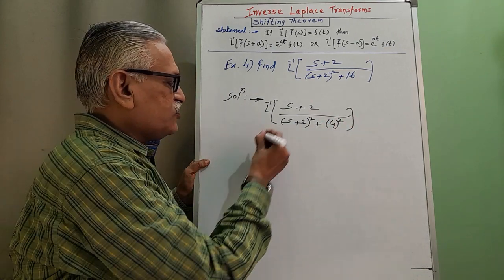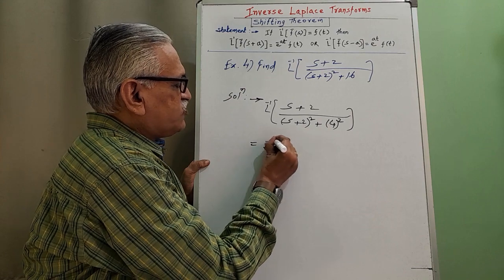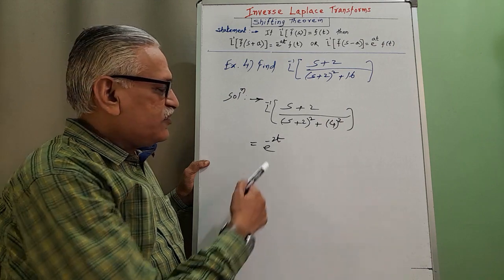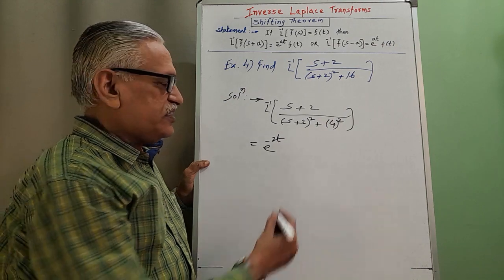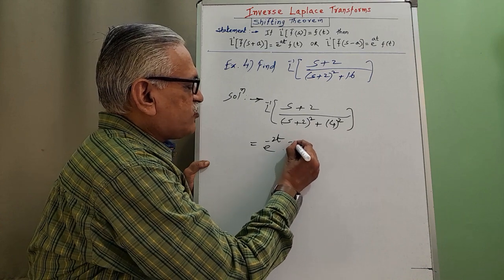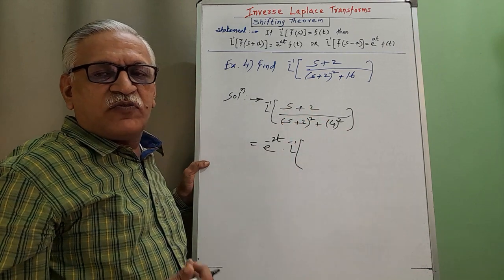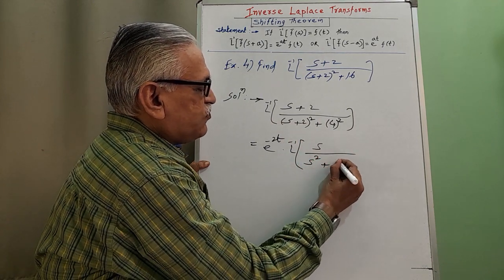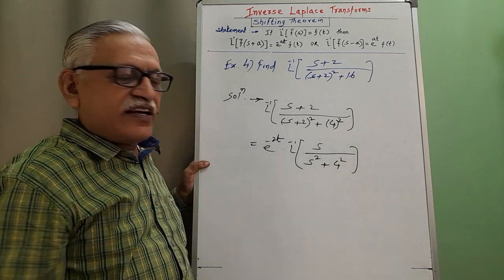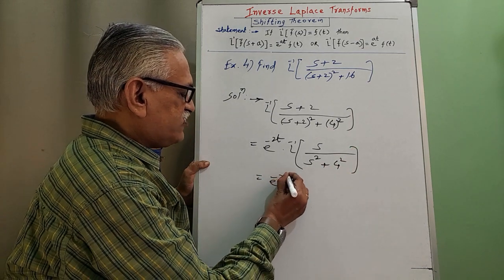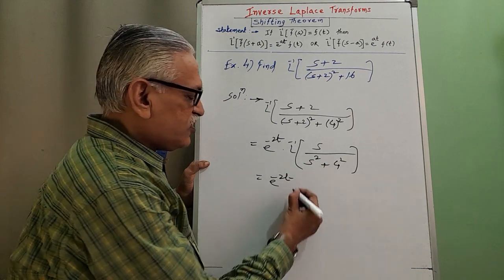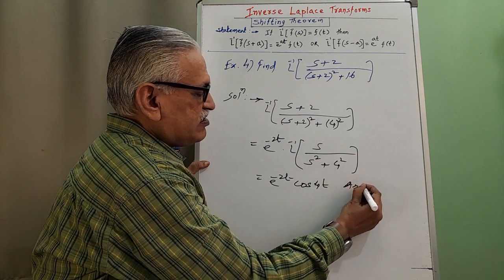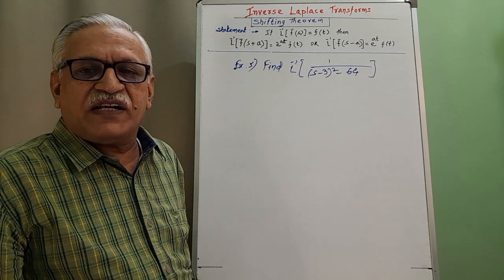As s is replaced by s plus 2, it is equal to e raised to minus 2t, as it is replaced by s plus a, a is here 2, and therefore it is e raised to minus at, means minus 2t, into inverse Laplace of, neglecting that 2 from numerator and denominator, the remaining terms are s divided by s square plus 4 square. And as per the standard result, it is e raised to minus 2t. s upon s square plus a square is cos of at, means here it is cos of 4t, as the required answer.